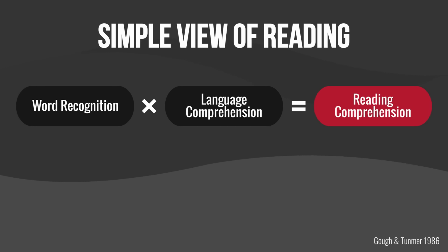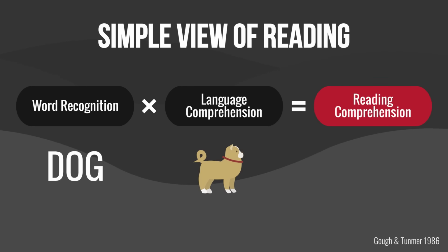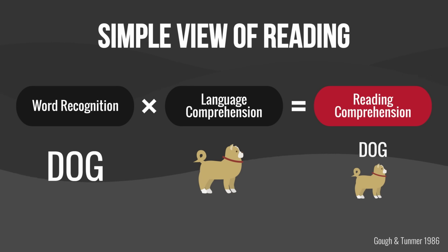To get a clearer picture of what this means, let's return to the simple view of reading that was introduced in the first video. For individuals to understand what they are reading, the word must be identified, and meaning must be connected to the word. For example, a reader recognizes DOG is the word dog and attaches the meaning of the word dog, a furry four-legged animal, to the word.